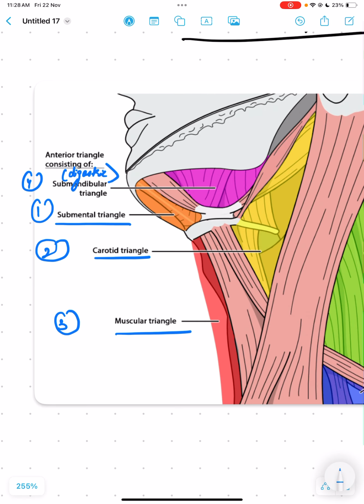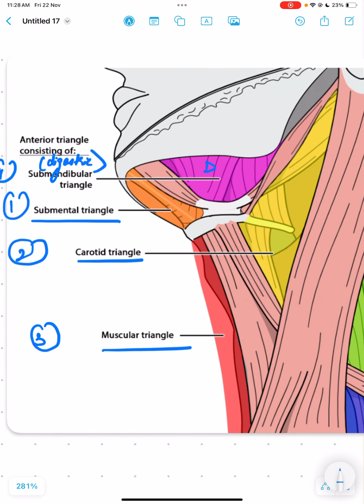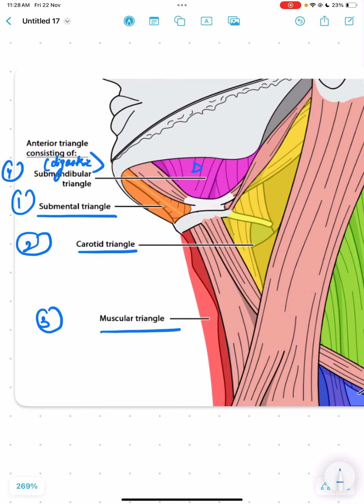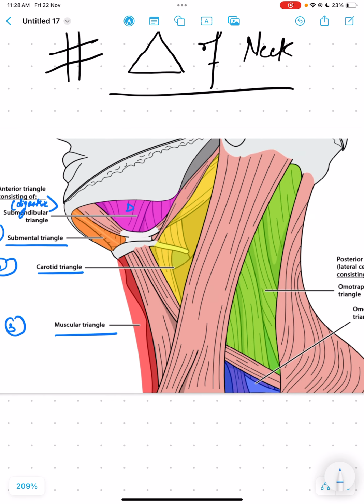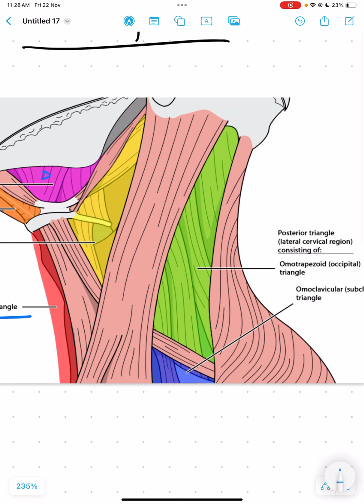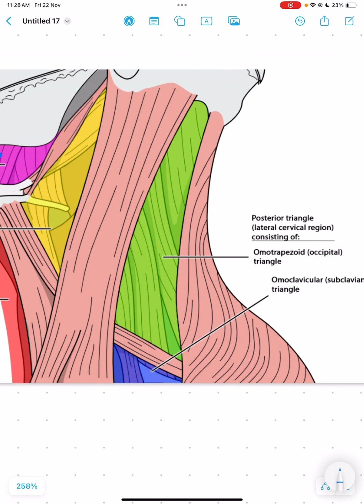This pink space is the digastric triangle. This triangle is called the submental triangle. The carotid triangle is the triangle where we can also feel the pulse if we place our two fingers there, and then we have the muscular triangle. And what are the two posterior triangles? The two posterior triangles are the occipital part and the supraclavicular part.